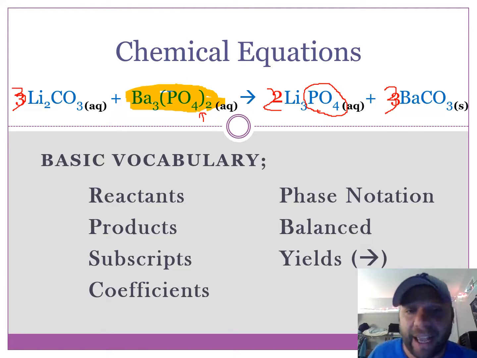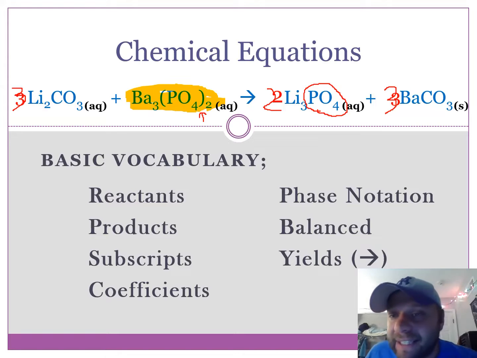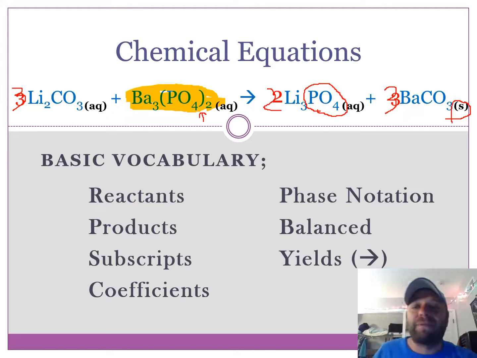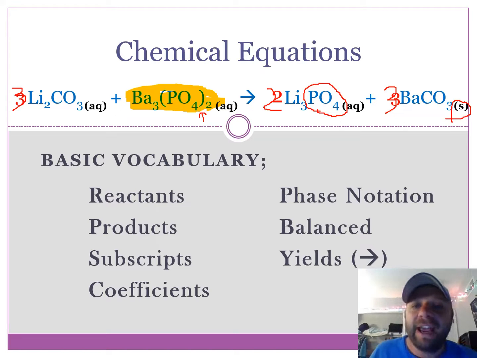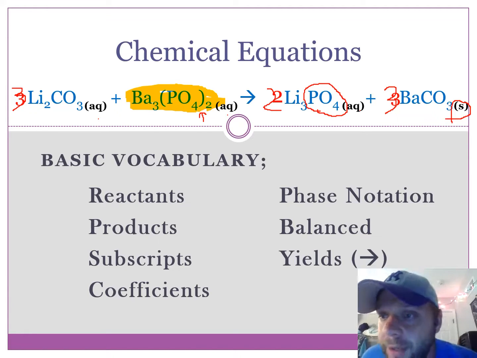Oh, look at that. I have the numbers there, and they come up really confusing. One thing I want to point out is the notation at the end here. Those are phase notations. That means that this barium carbonate is a solid. Everything else with the AQ means aqueous, or that it's dissolved in aqua, or water, of course, for you English speakers out there.